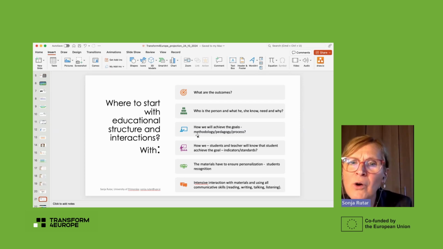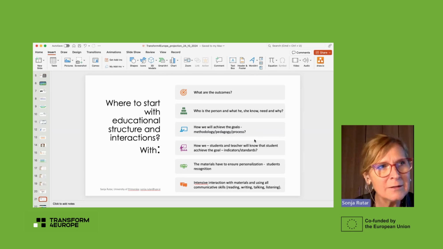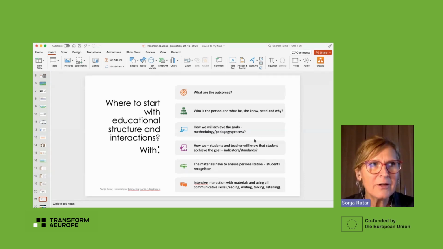And then we have to ask ourselves how we will achieve these goals. This is methodology, pedagogy, process. In theater, they have a scenario, and they know exactly what will follow.